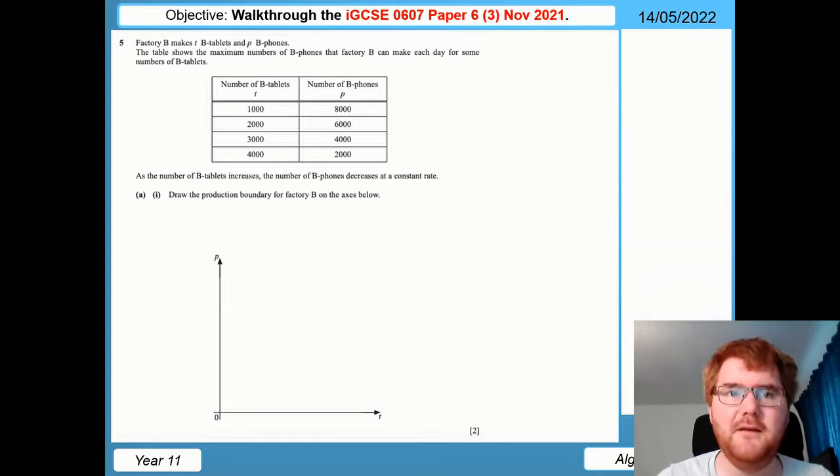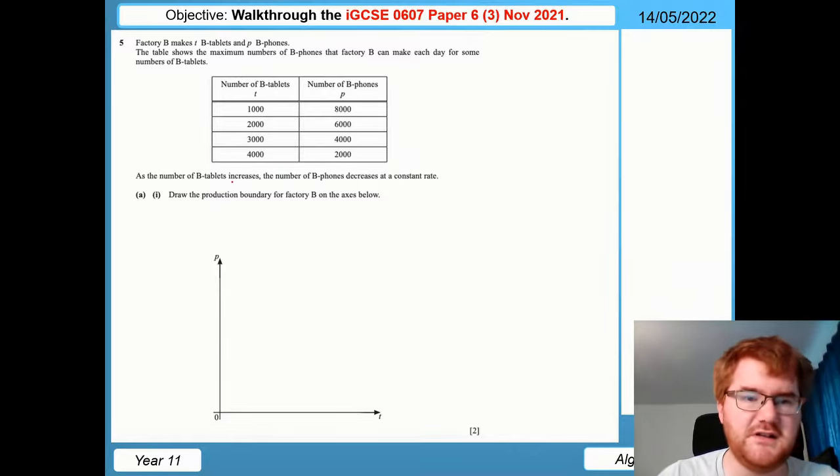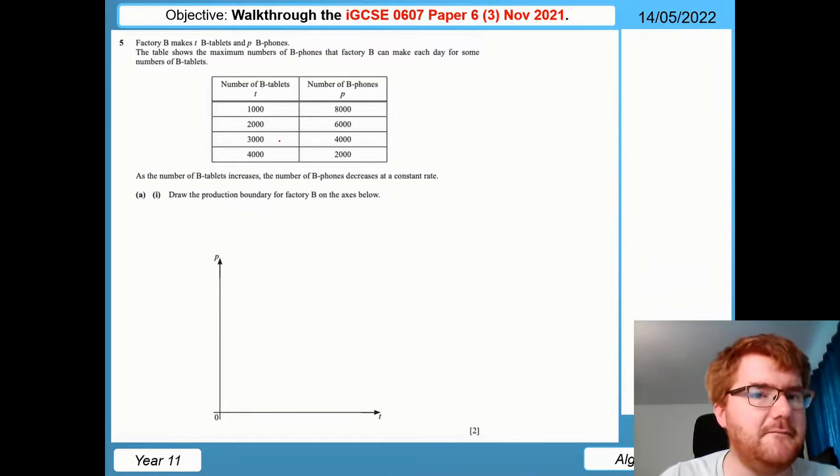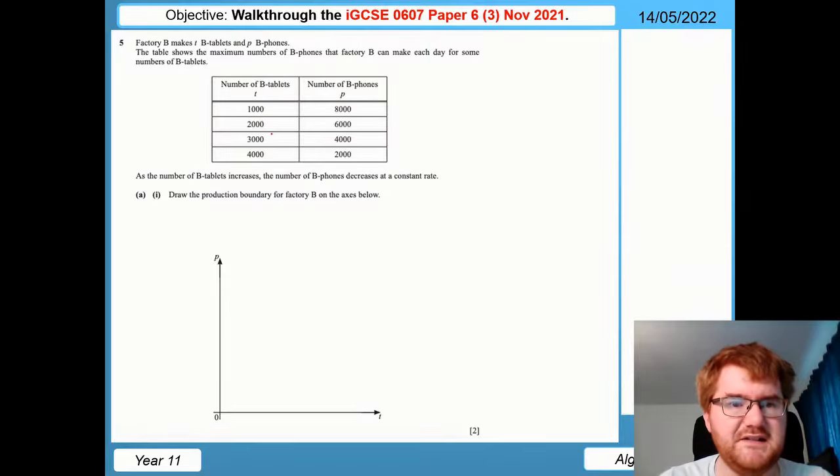So we're going to work with a linear model now, and we actually have a table to work with instead. And notice it works inversely proportional, so as one increases, the other decreases, and we need to draw the production boundary for factory B on the axis below. Now notice we're not actually given from the table the x and y intercepts, but we can work this out.